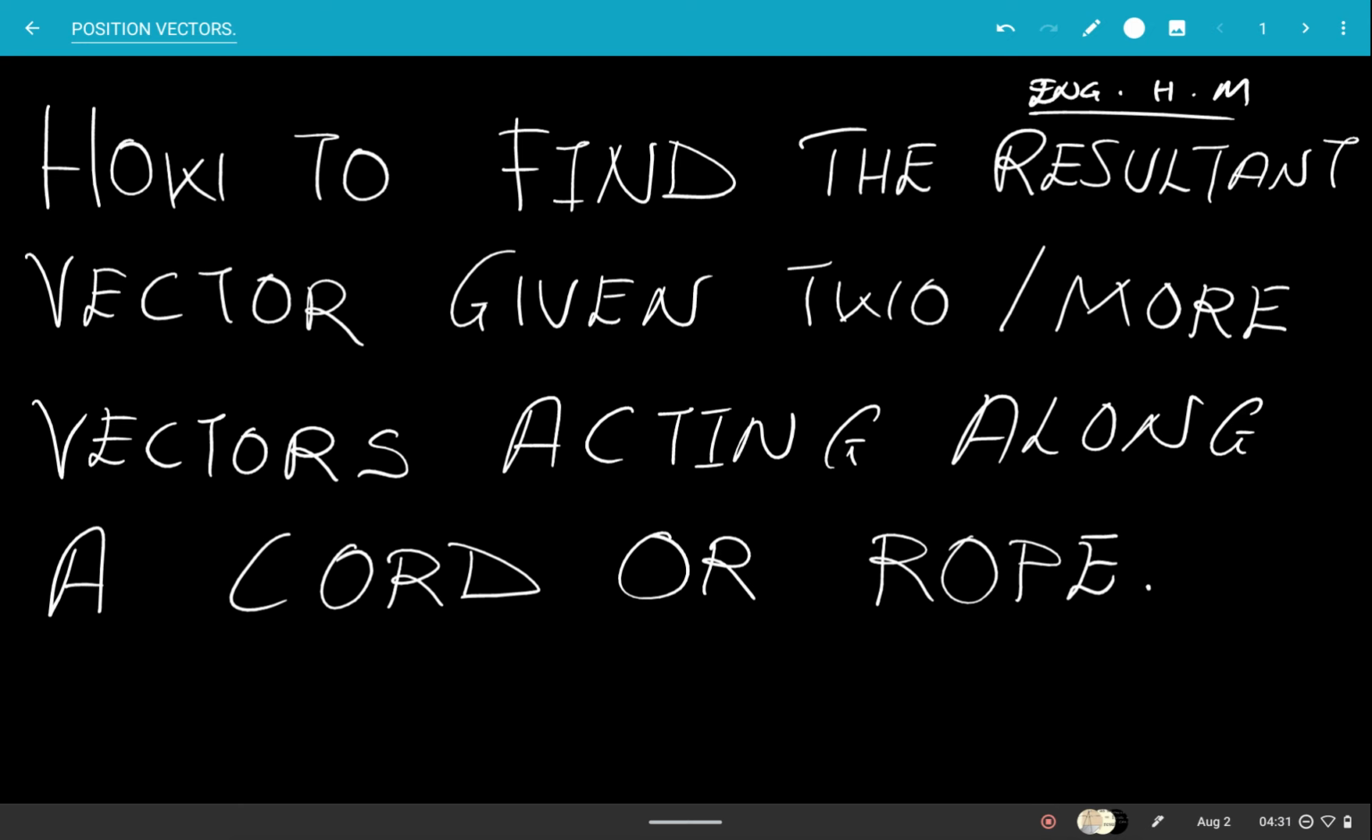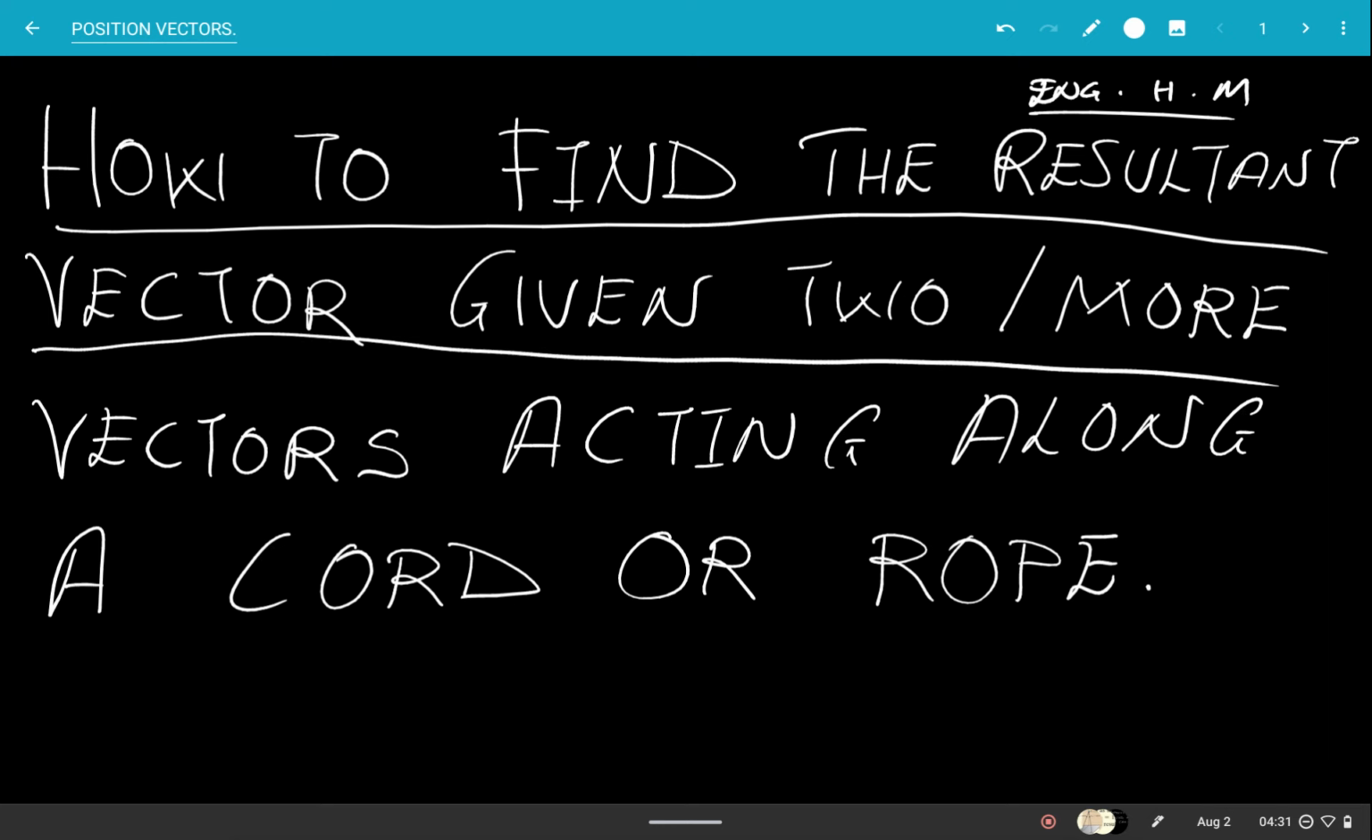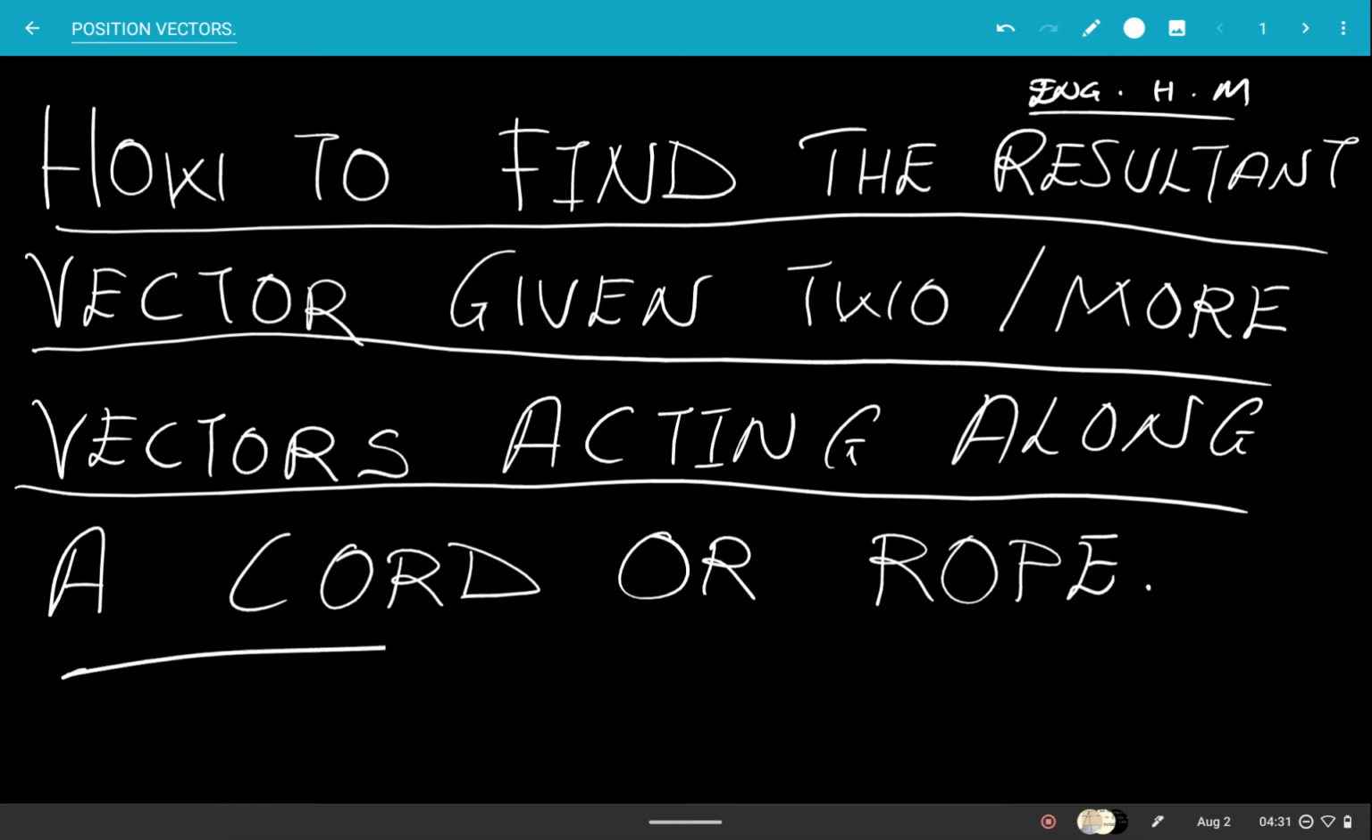So in this video, we'll be looking at how to find the resultant vector, which could be a force vector, given two or more vectors acting along a chord or rope. So basically, we're trying to learn how to find the resultant vector, for instance, the resultant force, given two or more forces acting along a chord or a rope.